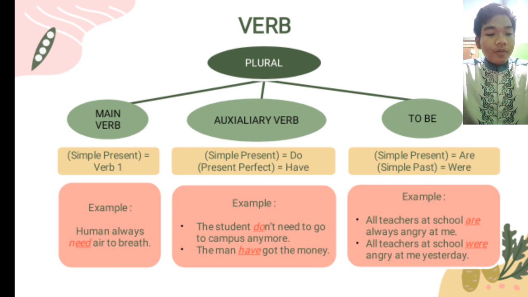Next, present perfect that uses have. Example, the men have got the money. The third is to be. On simple present tense that uses are. Example, all teachers at school are always angry at me. The second, simple past tense that uses were. Example, all teachers at school were angry at me yesterday.